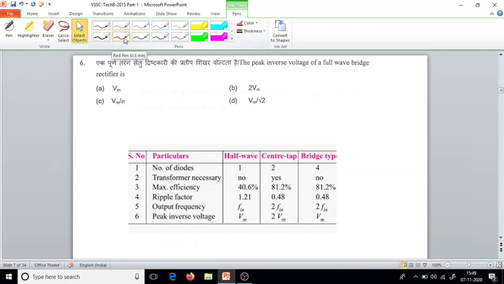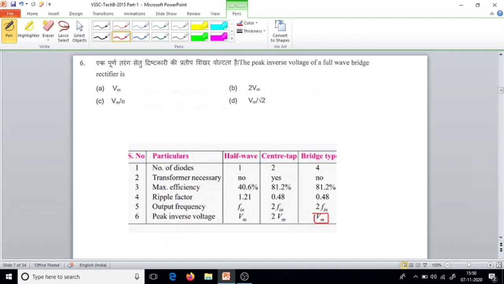Question number 6. The peak inverse voltage of a full wave bridge rectifier is. Peak inverse voltage of a full wave bridge type is Vm. This table shows the comparison of half wave rectifier, center tap rectifier, and bridge type rectifier.